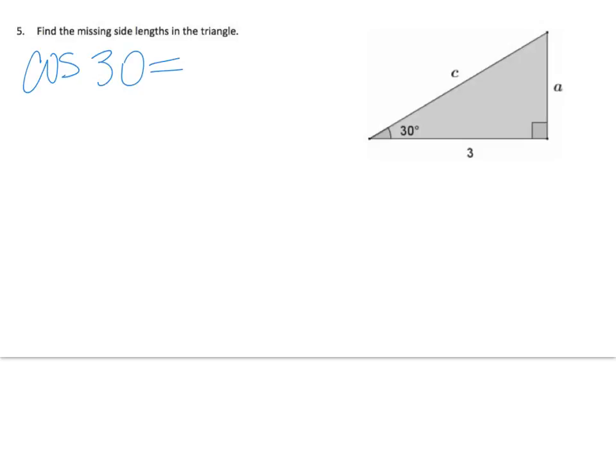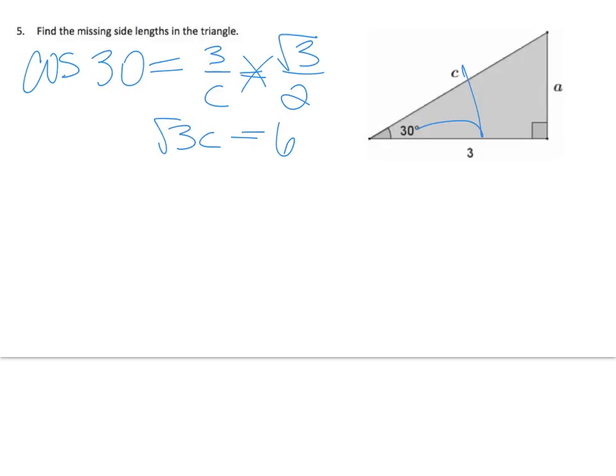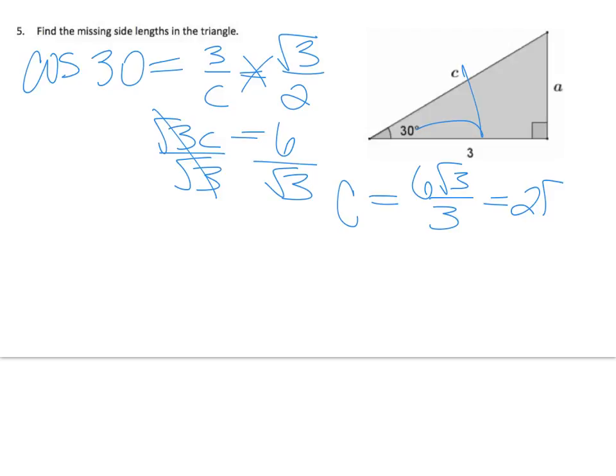Cosine of 30 equals adjacent over hypotenuse, 3 over c. And if you look at that previous chart, that gives me the ratio of square root of 3 over 2. Cross multiply. Divide both sides by the square root of 3. C equals 6 over the square root of 3, which simplifies to 6 square roots of 3 over 3, or 2 square roots of 3. Oh, I did it again. Rationalized right there. And then sine of 30 is opposite over hypotenuse.